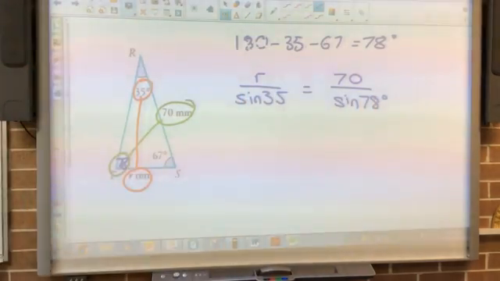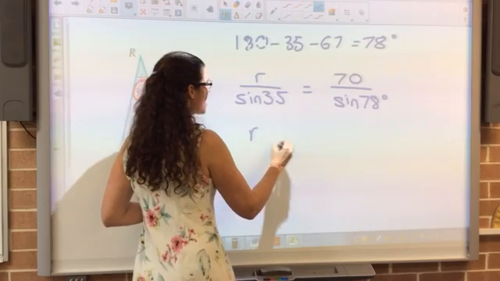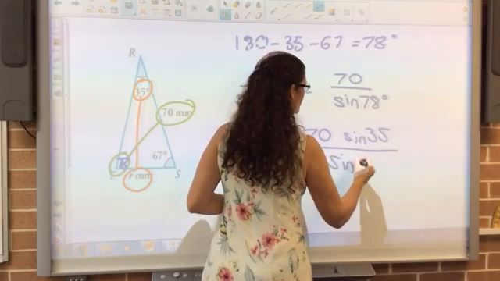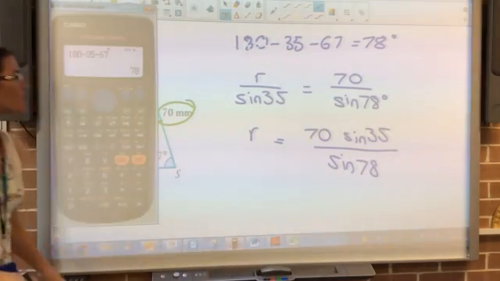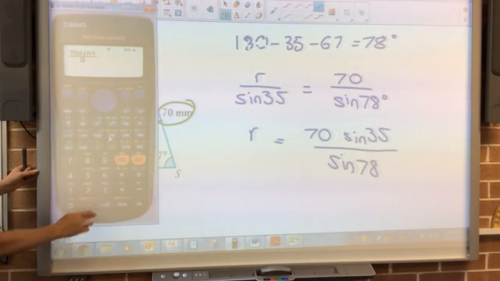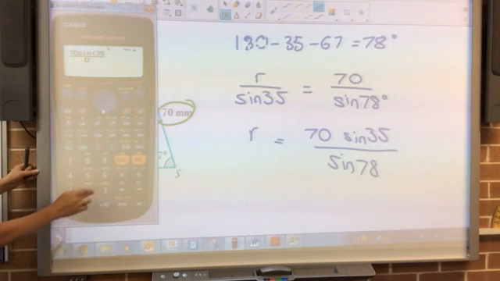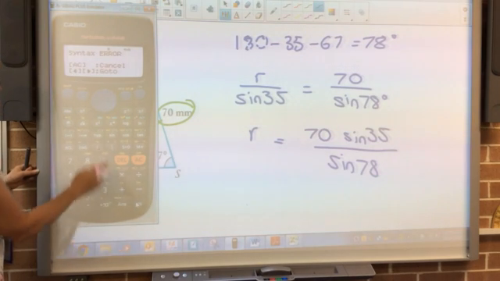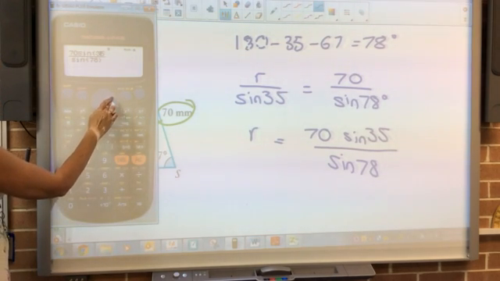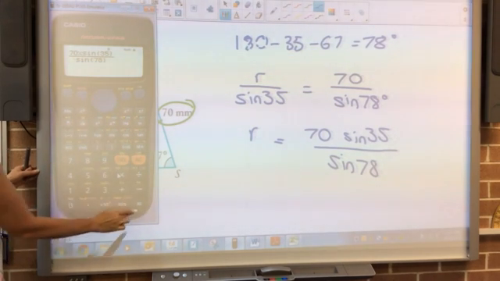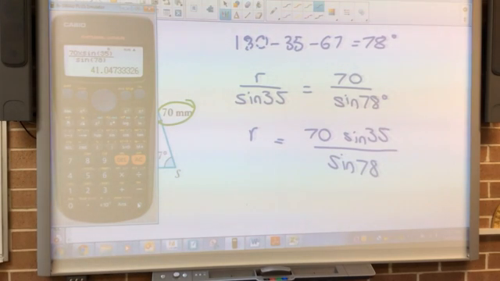To solve that equation, I am simply going to multiply the sine 35 to the other side of the equation. So that R is 70 times sine 35 on sine 78. So I grab a calculator, I'm going to put that in. On the top is 70 sine 35, and on the denominator is sine 78. It doesn't like that I didn't put the brackets in because it's fussy. It probably doesn't like that I forgot the multiplication there as well. Now it'll be happy.